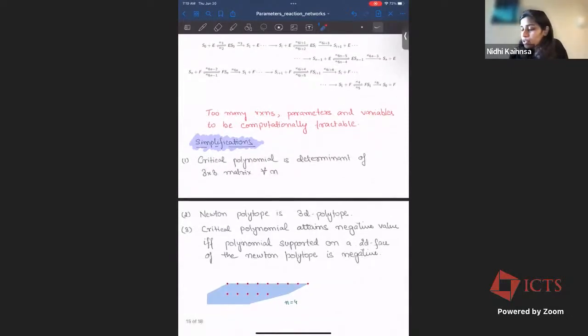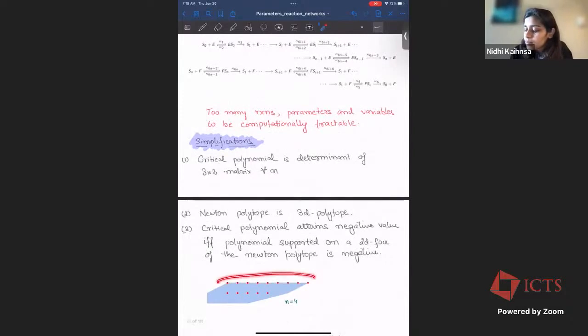Right? So for n equals 4, this is what my Newton polytope looks like. And the red points are the integer points which have monomials that can have negative coefficients in terms of parameters. Now, if this line attains negative values, so this line basically is just a univariate polynomial, and we can determine the positivity of a univariate polynomial in terms of sums of squares already. So in that case, if this univariate polynomial for each n is negative, then we are done.